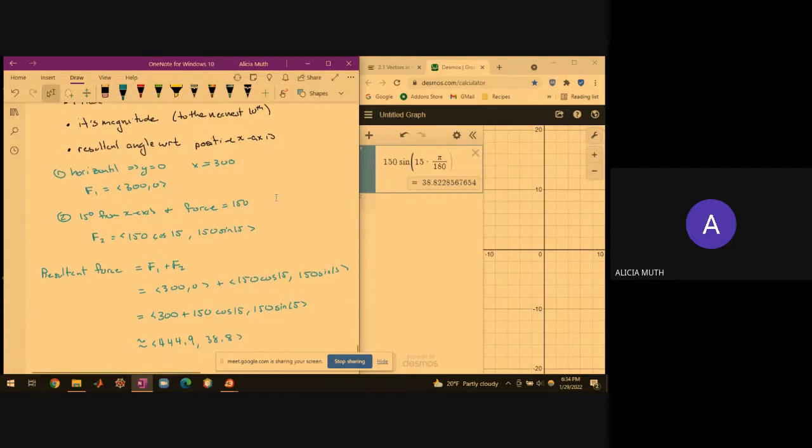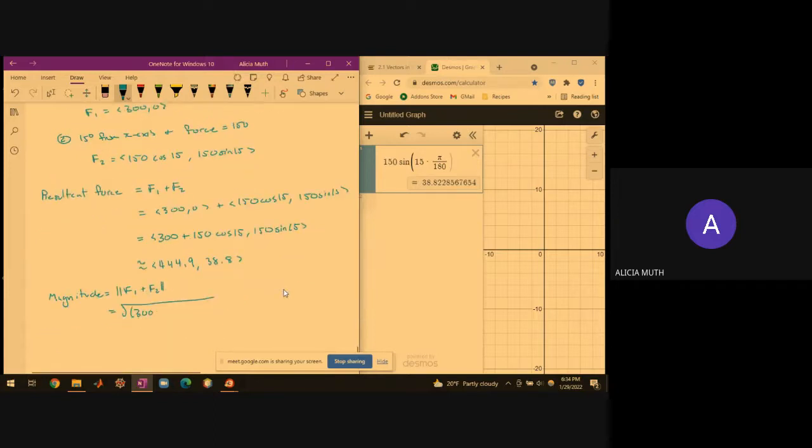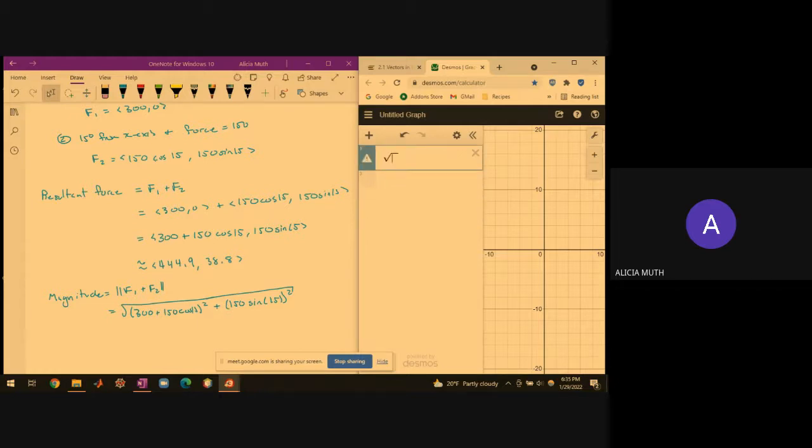All right, so its magnitude then would be the magnitude of F1 plus F2 equal to the square root of the sum of the squares of these components. So we have 300 plus 150 cosine of 15 quantity squared plus 150 sine of 15 quantity squared. And then we'll take the square root of that. I'm using the specific trig terms just so that I know I'm not having any sort of rounding error if I used the already rounded values from the first part. So I'm computing the square root of our x component, 300 plus 150 cosine of 15. The calculator works in radians, so that's why I'm doing this conversion here. We're going to square that x component, and then add to that the square of our y component.